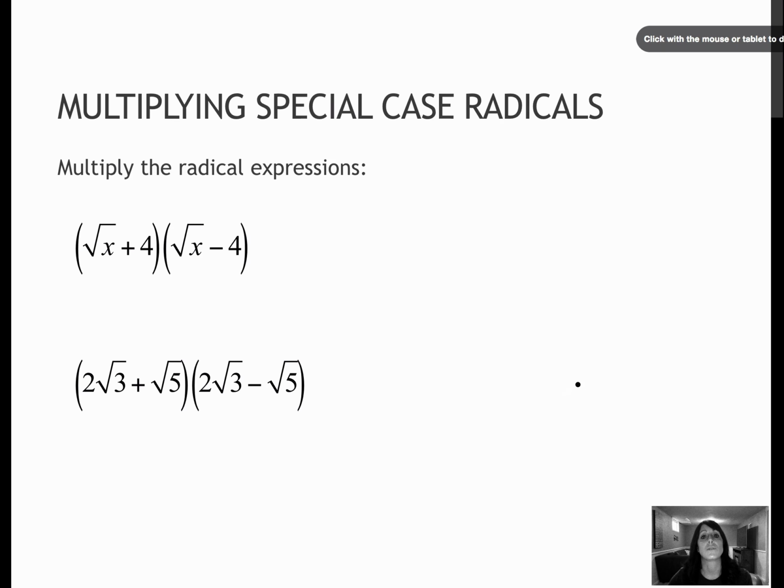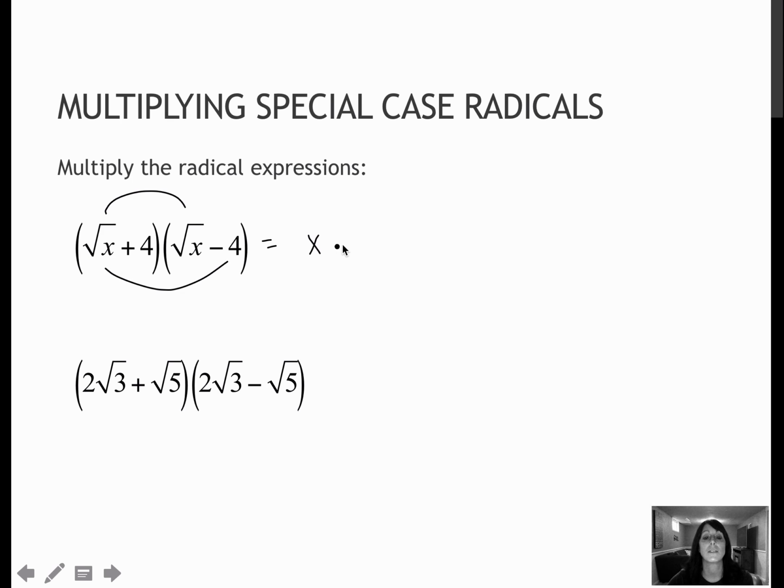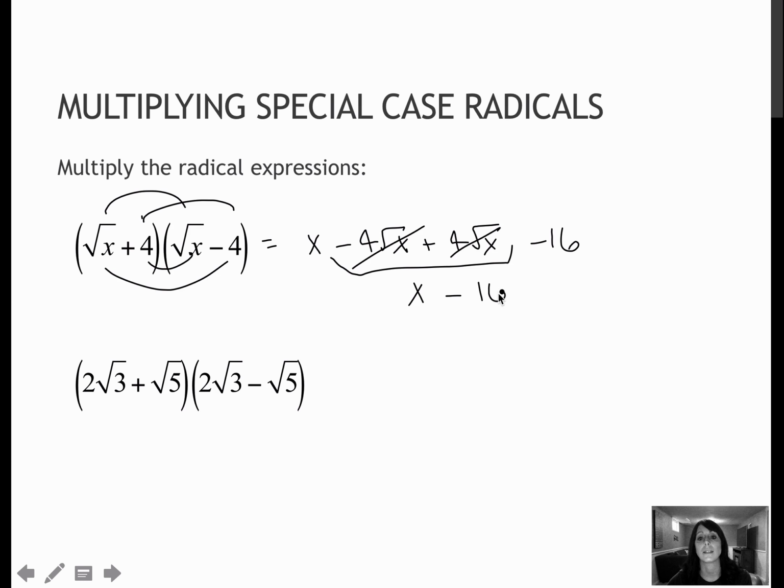This is the difference of squares pattern. This one is fairly straightforward. We'll do the first one the long way. Radical x times radical x gives me x. This gives me minus 4 radical x, and then of course the other middle terms give me plus 4 radical x. And notice what's going to happen here is these are going to cancel, and the last one gives me minus 16. So those cancel out, and I just get x minus 16.